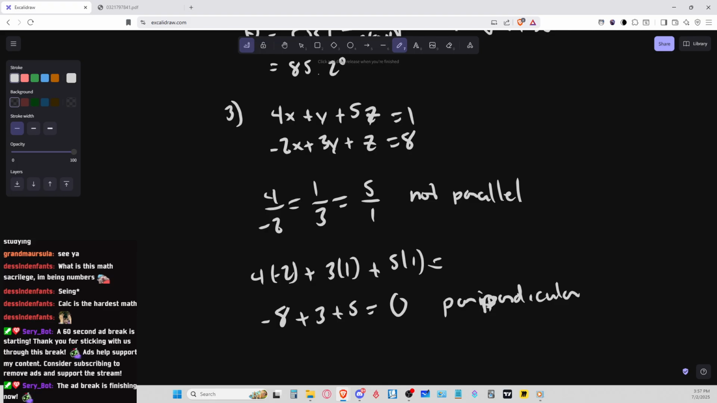I just realized I spelled perpendicular wrong. Just double checking my math just to make sure. So yeah, that's negative 2, right? Yeah, that looks correct. So they are perpendicular, so I don't think we have to do anything else with that. Yep, we got it correct. Nice.